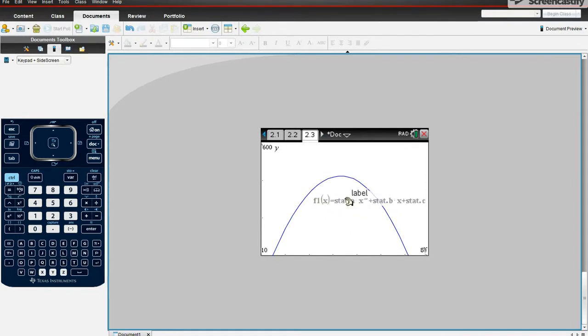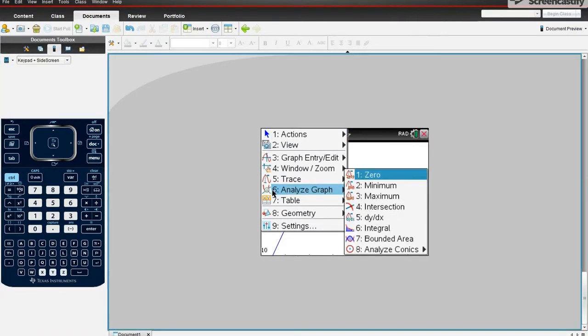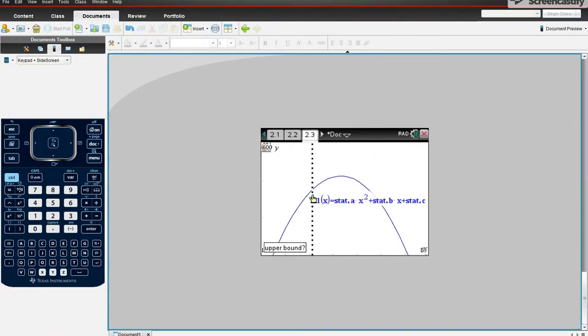Now, notice it says stat A instead of the numbers that we typed, but that's still the same equation. Okay, so now I want to find out what the maximum is. I want to find right about where that point is. So I'm going to push menu. I want max, so I'm going to push 6 and then 3. And then I have to put my dots on either side of that maximal spot, and then it gives me my points. So at 43.2 degrees, I've reached 511, but it's asking me at what angle, so I need the 43.2 degrees.